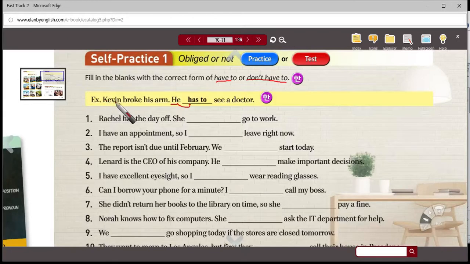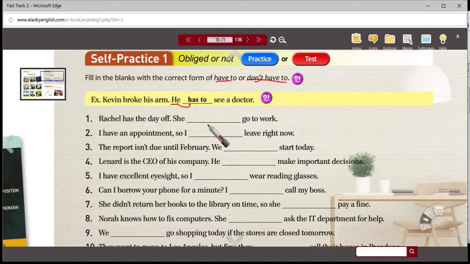The example, Kevin broke his arm. He has to see a doctor. Okay, so your choices are, is this necessary? Or is it not necessary? Okay, so I think seeing a doctor when you break your arm, necessary. So have to. Again, the subject is he, so he has to. Okay. But number one, Rachel has the day off. She has to go to work, or she doesn't have to go to work. Okay. The answer, she doesn't have to go to work.